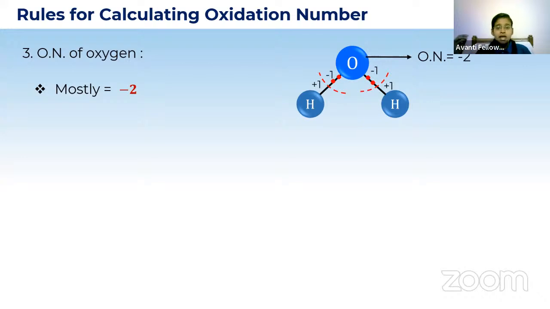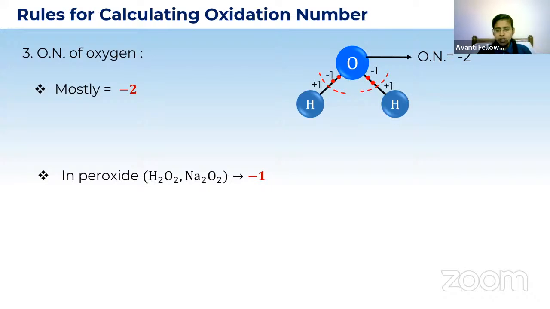But there are some exceptions for oxygen. The first exceptional case is peroxides. Some examples of peroxides are H2O2 and Na2O2. In these peroxides, oxygen takes minus one charge. Do you know how it is taking minus one?